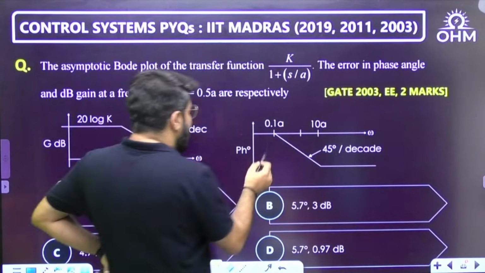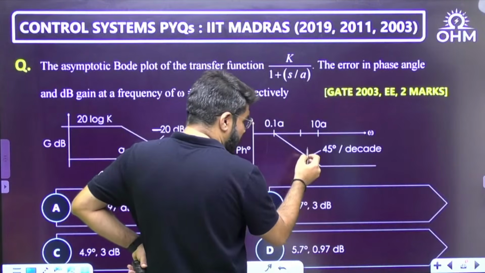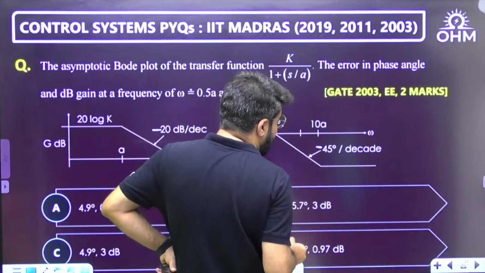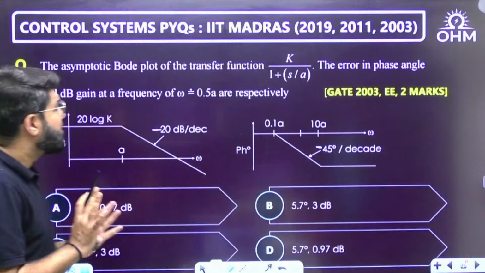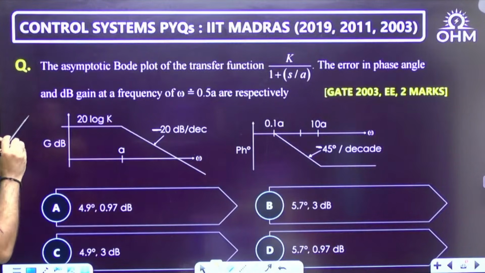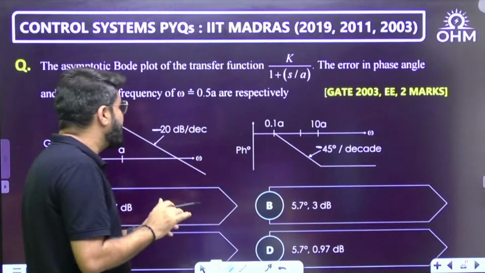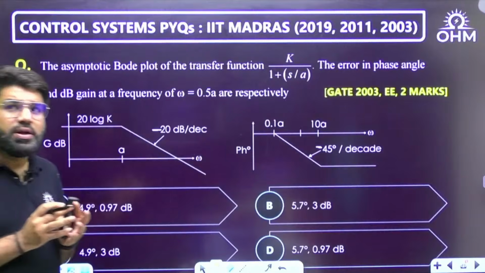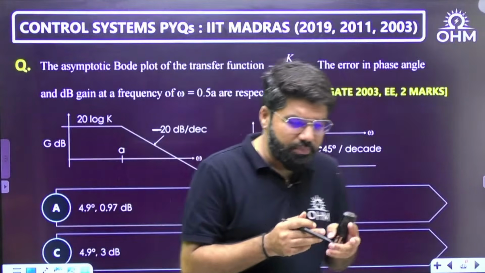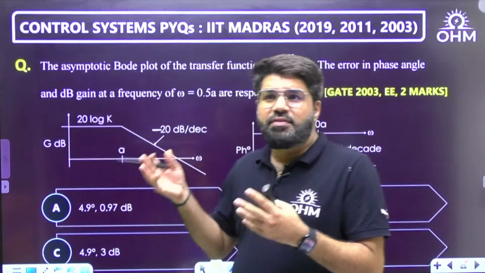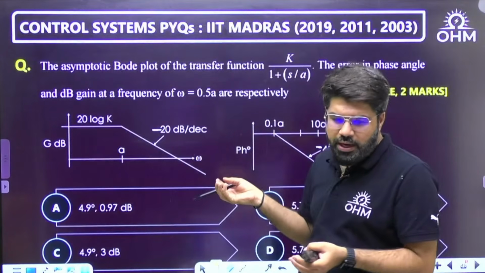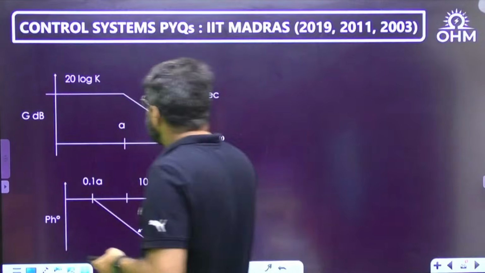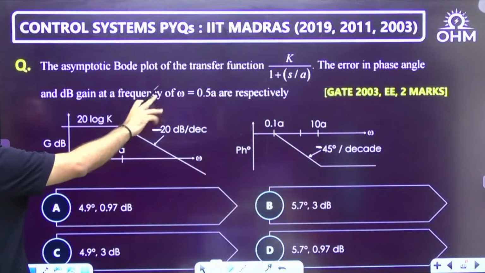And this is the phase angle, which is starting at 0. There is a phase line given which is again negative, meaning minus 45 degree per decade. The intent is to calculate the error in phase angle and dB gain at a frequency of omega equal to 0.5. Error means what? Actual minus approximate. Actual minus approximate means the value you can obtain from the Bode plot, and the difference of it from the actual result. This is my Bode plot. Which frequency do I want? 0.5.